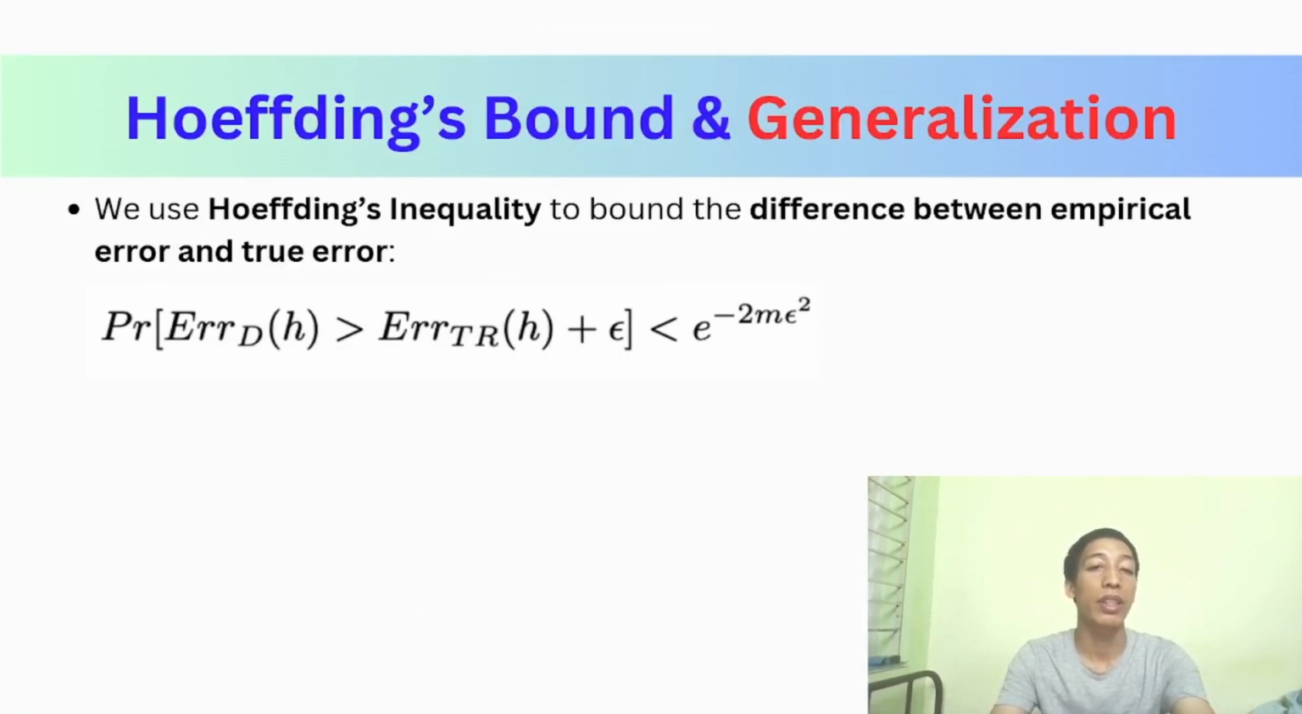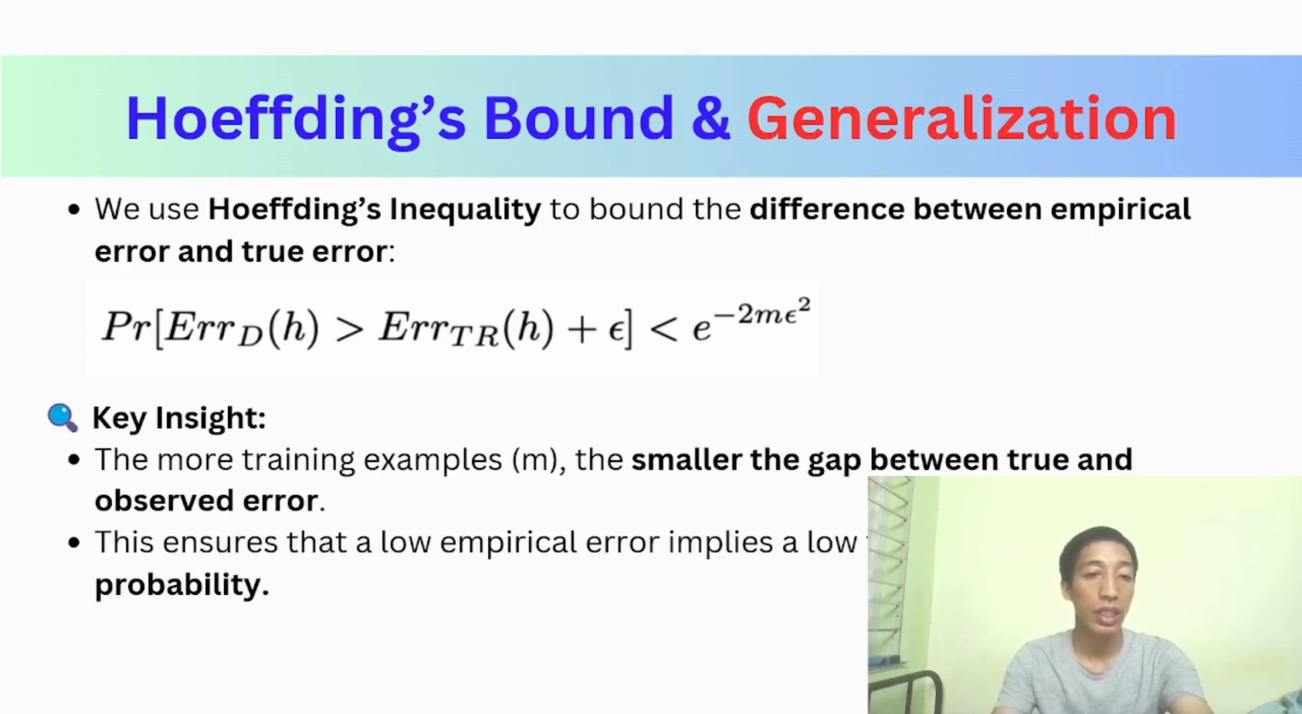One of the key mathematical tools used in agnostic learning is Hoeffding's inequality, which provides a probabilistic bound on the difference between the empirical error and the true error. The key insight here is that as the number of training examples increases, the difference between the observed and actual error decreases. This ensures that if a hypothesis performs well on the training set, it is likely to perform well on unseen data as well, with high probability.